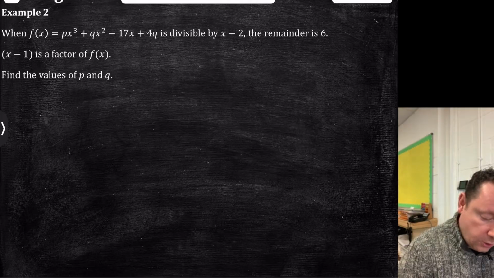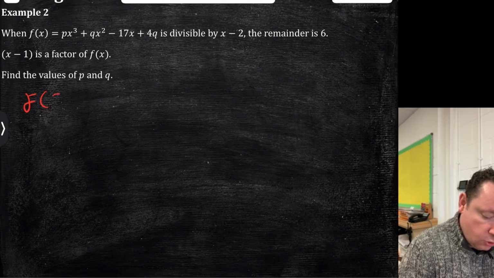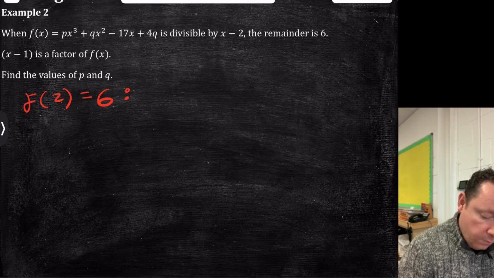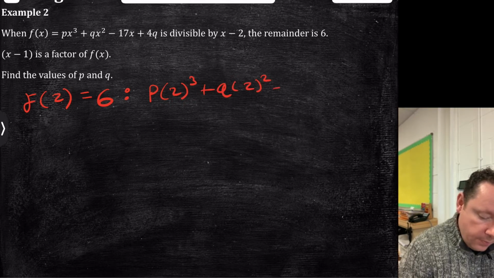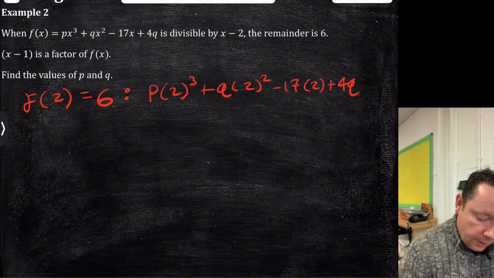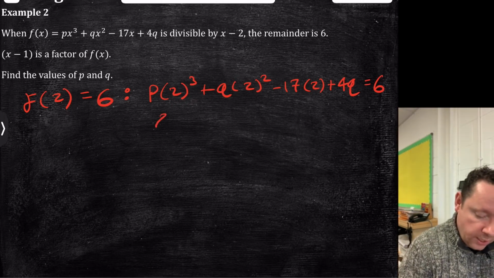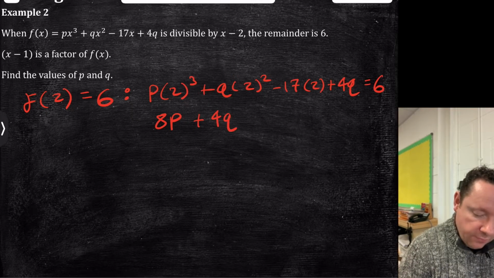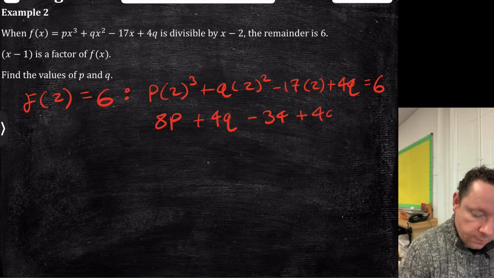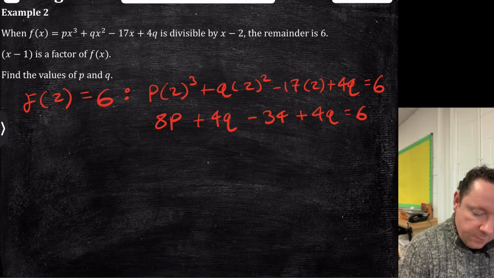So let's use the first option, x minus 2. When it's divided, x minus 2 gives a remainder of 6. That means that f of 2 is equal to 6. So we can just sub that in. We've got p times 2 cubed plus q times 2 squared minus 17 times 2 plus 4 times q equals 6. There's our first equation. Now we can just tidy that up. 2 2s are 4 times 2 is 8p. 2 2s are 4, 4q. 2 17s is 34, plus 4q equals 6. That's 8p plus 8q.